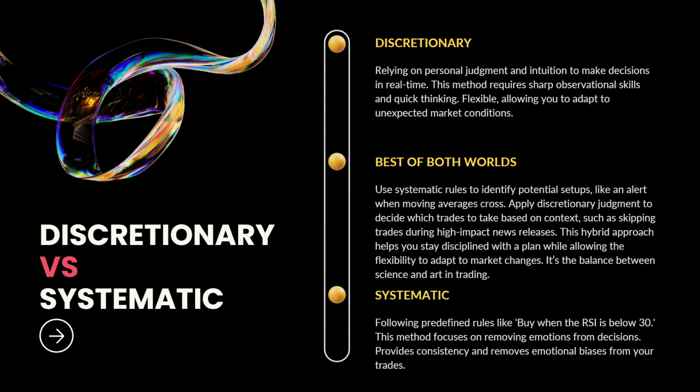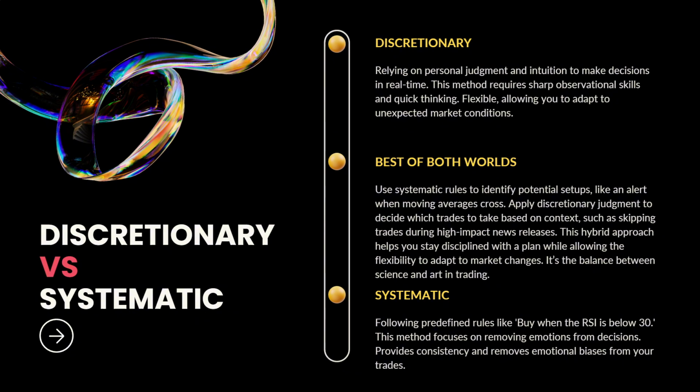What I like to do is the best of both worlds. Use systematic rules to identify potential setups, like an alert when moving averages cross, and apply discretionary judgment to decide which trades to take based on context, such as skipping trades during high impact news releases. This hybrid approach helps you stay disciplined with a plan while allowing the flexibility to adapt to market changes. It's a balance between science and art in trading.